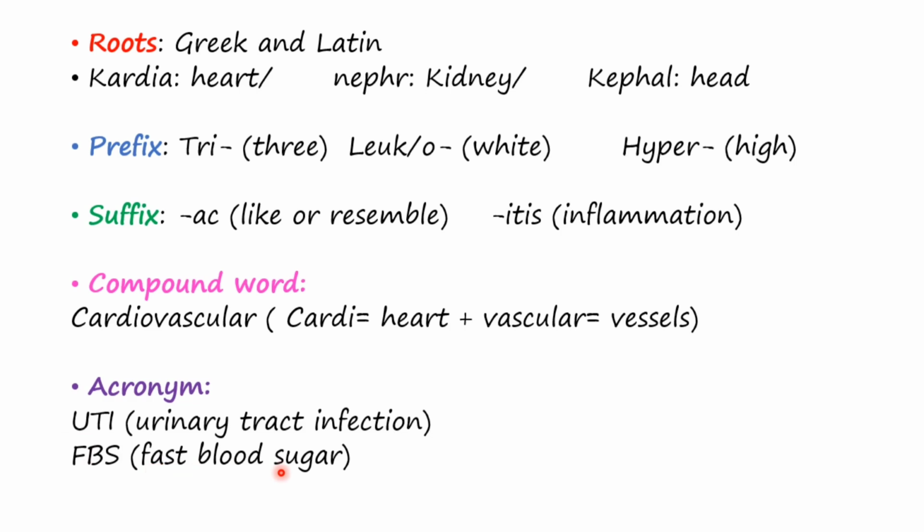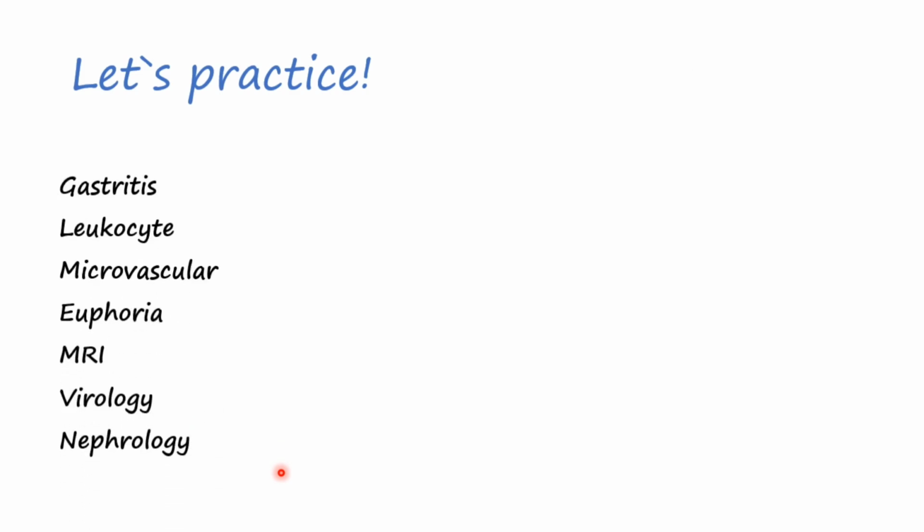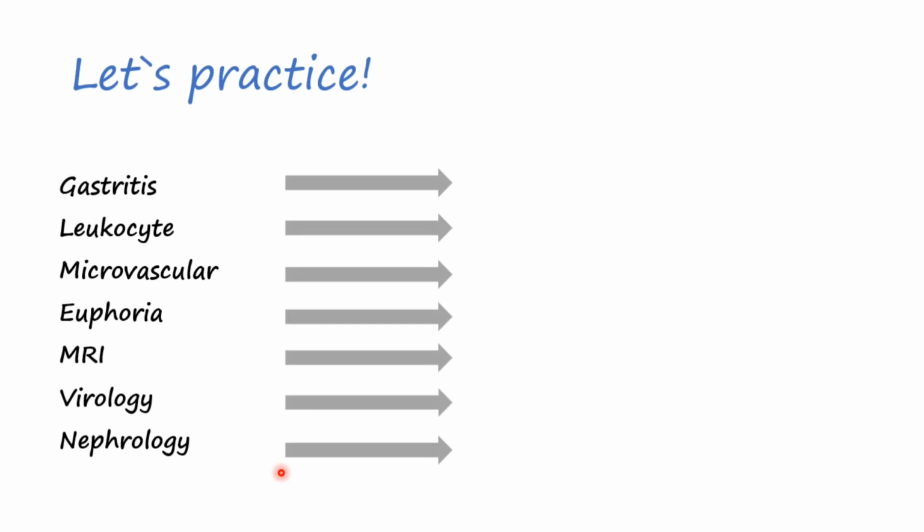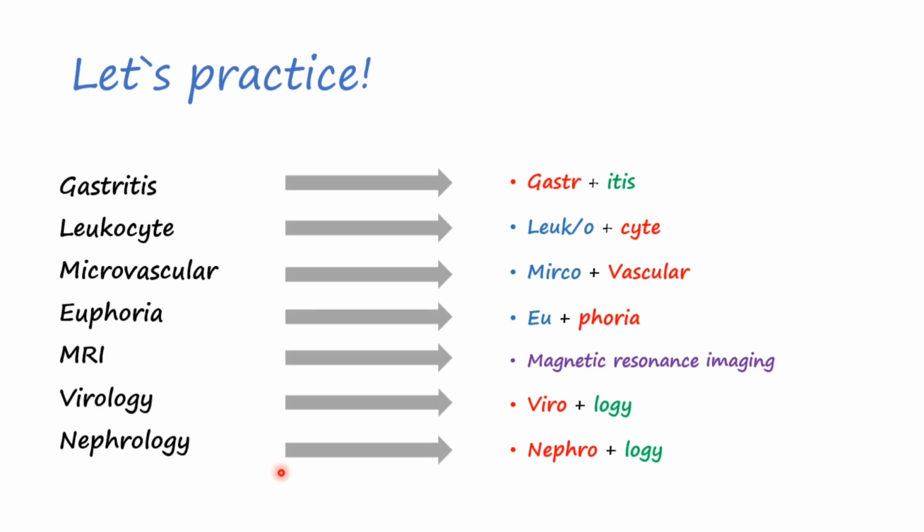Now you have got familiar with the fundamentals of medical terminology, and let's review these things together. Here are some words: gastritis, leukocytes, macrovascular, euphoria, MRI, virology, and nephrology. Think about these words. What are the foundations and parts of these words? Here is each part of these words. For example, gastritis. It consists of two parts: gastro plus itis. Gastro means stomach, and itis, as I told you earlier, means inflammation. Gastritis means inflammation of the stomach.